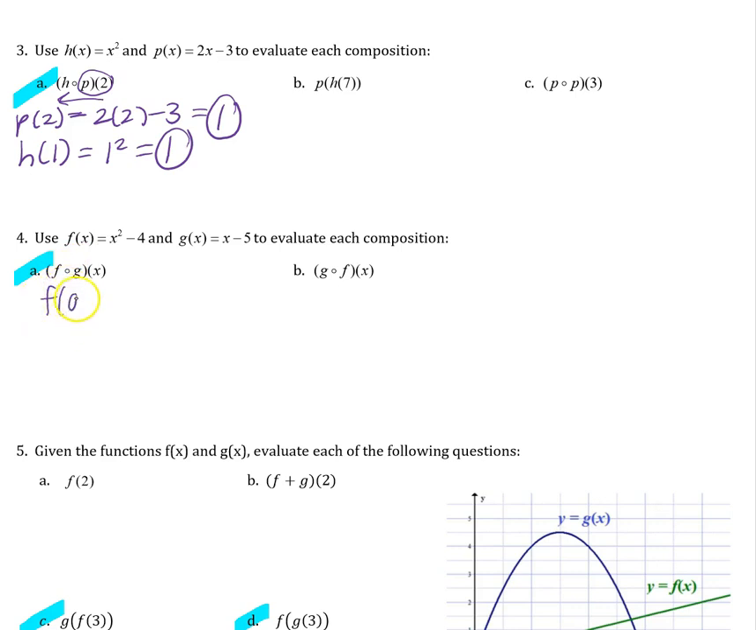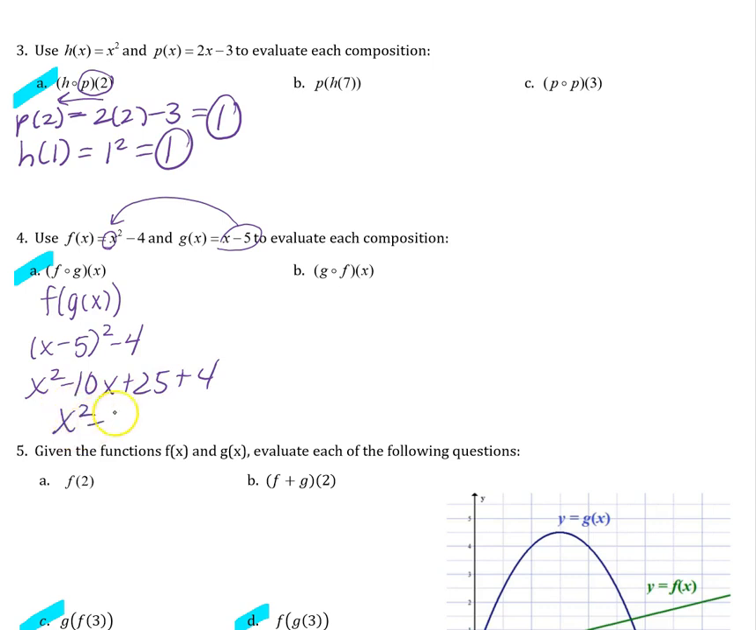So to write it differently, it's like this. So f of x is equal to x squared minus 4. So now in f, where I have an x, I'm going to substitute in g of x, which is x minus 5. So I have x minus 5 squared minus 4. So this is x squared minus 10x plus 25 minus 4. So x squared minus 10x plus 21.